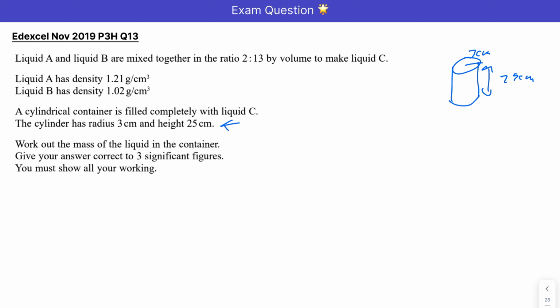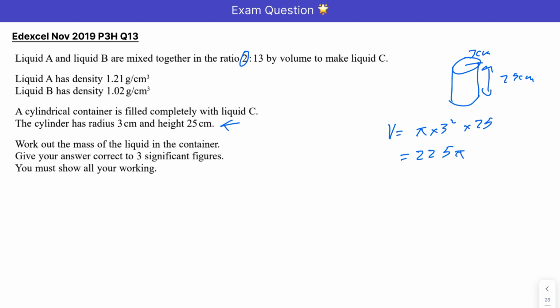So we can work out the volume. So the volume is going to be pi r squared times 25. So that will just be 9 times 25, which gives you 225 pi. We can leave it as pi for now, so it's easy to work with. So we have the total volume.